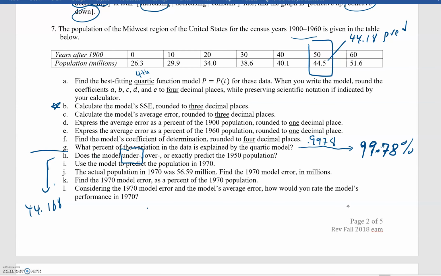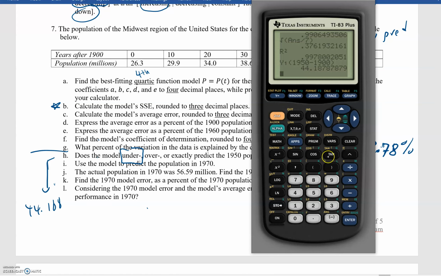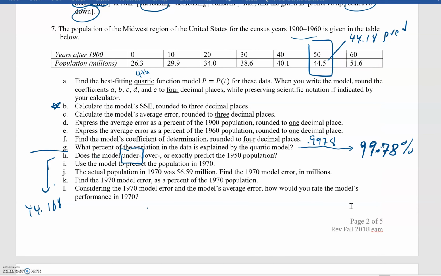Use the model to predict the population in 1970. Okay, so we're extrapolating there into the future. So that's a simple y-vars question, and our elapsed time is 70 years. So that'd be 68.14. And the last parts of this question we'll have to finish in the next video.